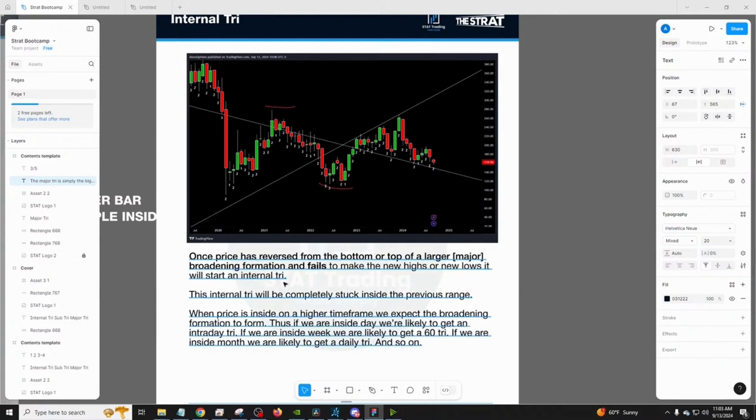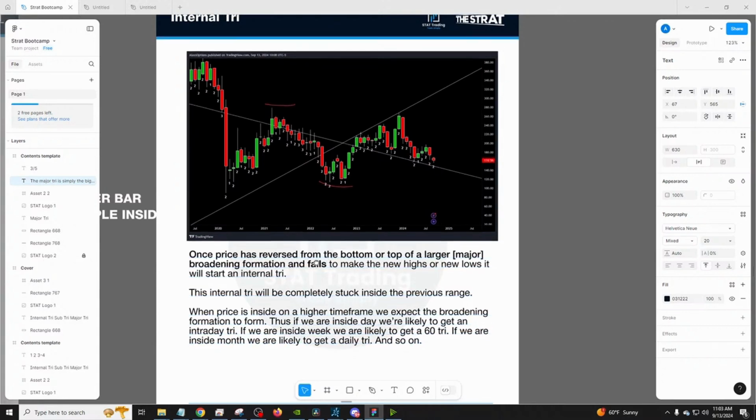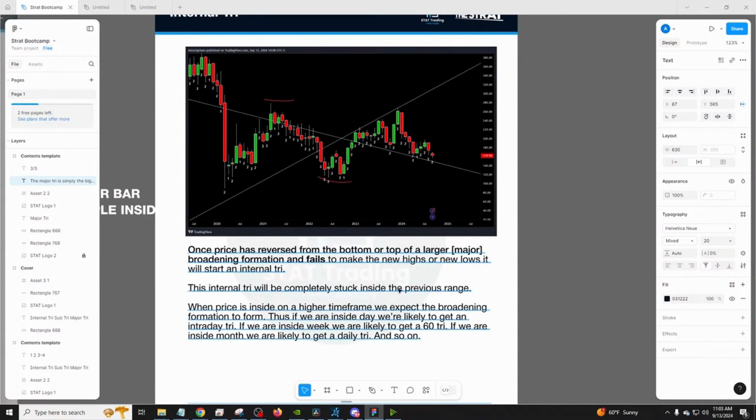It will start as an internal try, or a sub-try, you can also call it. The internal try will be completely stuck inside the previous range. And when price is inside on a higher time frame is when we expect the broadening formation to form, because it will always start new price discovery once you go inside year or inside month or inside week or inside day or inside 60. Thus, if we're inside day, likely to get an intraday try in like the 5, 15, 30s, 60s. For inside week, likely to get a nice try in the 60. If we are inside month, we're likely to get a daily try and so on.